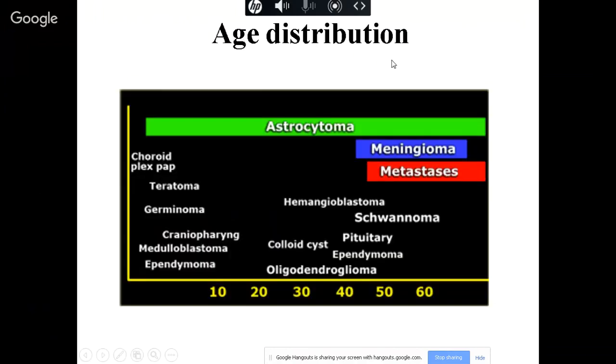Now look at the age distribution, from the young to the old. In the kids, the child population, choroid plexus papilloma, teratoma, germinoma, craniopharyngioma, medulloblastoma, and ependymoma are more common. Astrocytoma is across all ages. The population we deal with more has glioma, meningioma, metastasis. Sometimes we see hemorrhagic breast tumor, schwannoma, pituitary, cyst, oligodendroglioma. So that's what the patient's age tells us.